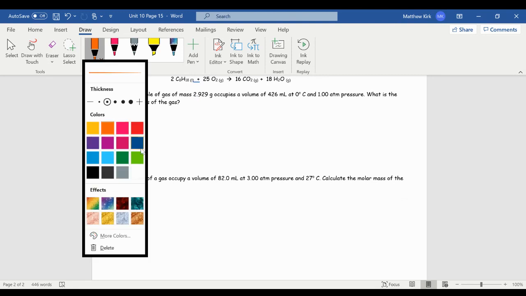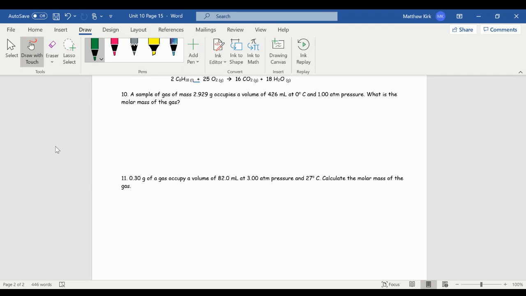So number 10 is one of those new problems. A sample of gas with a mass of 2.92 grams occupies a volume of 426 milliliters at 0 degrees Celsius and 1 atmosphere's pressure. What is the molar mass?